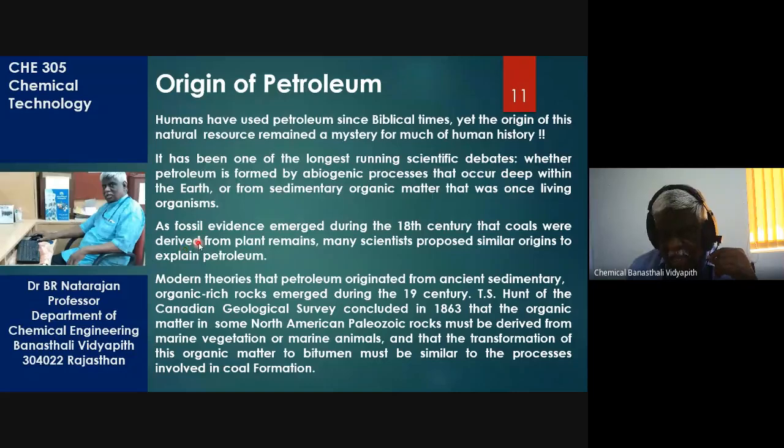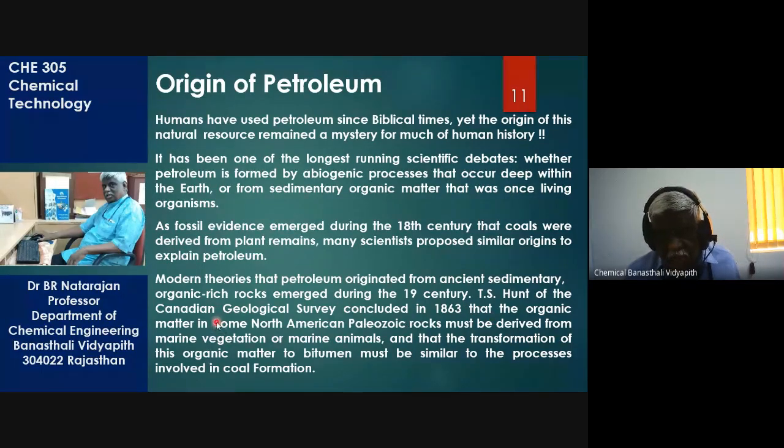And we'll see it. As fossil evidence emerged during the 18th century, coals were found to be derived from plant remains. We have seen in the coal technologies that plants all got buried down, and then peat was formed. Then peat became lignite, lignite became subbituminous, subbituminous became bituminous, bituminous became anthracite. In a similar way, organic matter only was the starting point of petroleum formation.